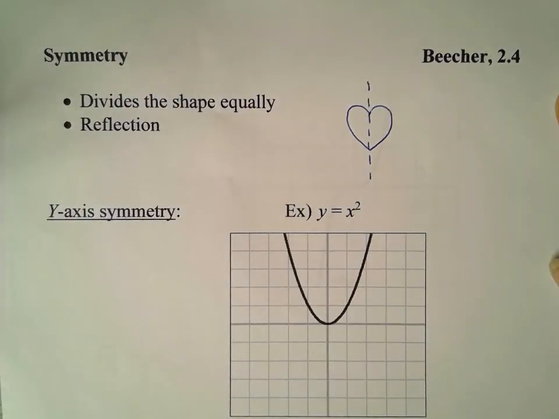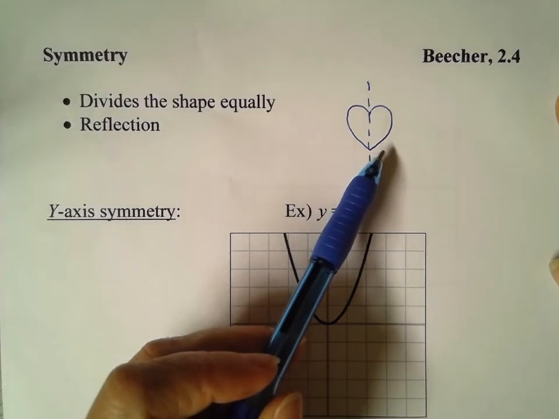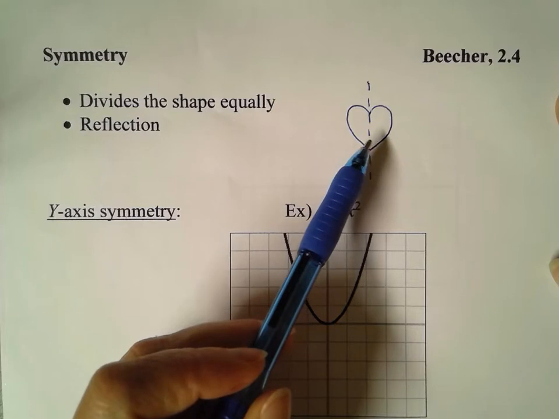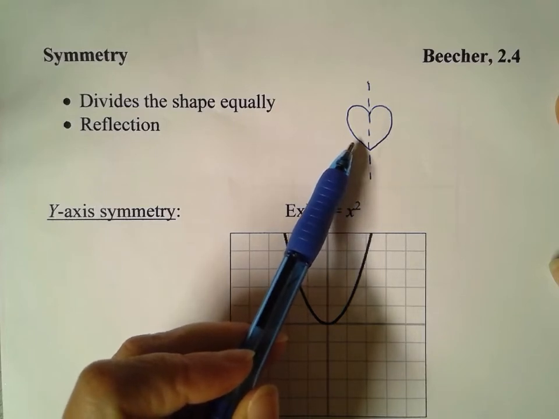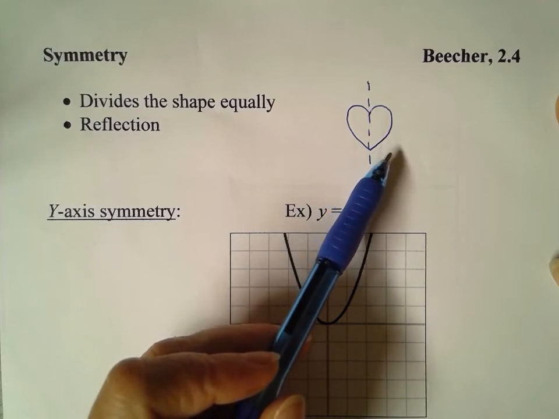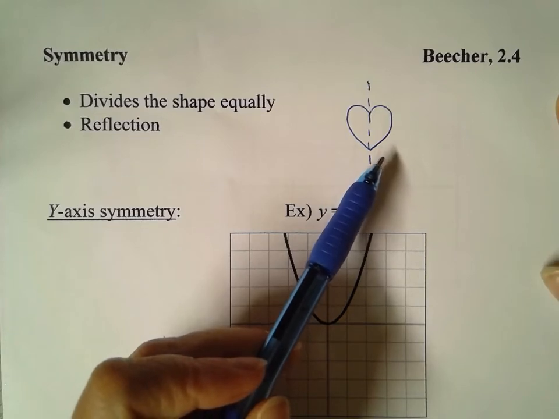Another viewpoint that relates to symmetry is the idea of reflection. If we were to reflect this shape over this line, the right-hand side of the heart would reflect over to become the left-hand side, and the left-hand side will reflect back to be the right-hand side. And so by reflecting it over this line, we would have the same shape, and that also indicates that we have some symmetry.